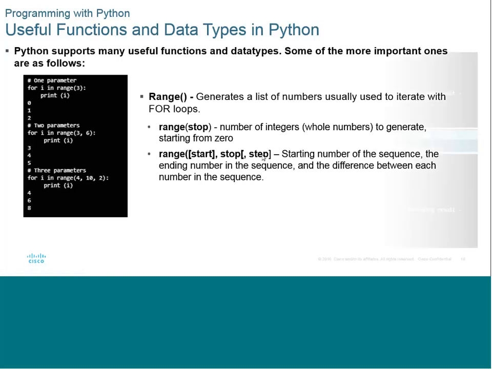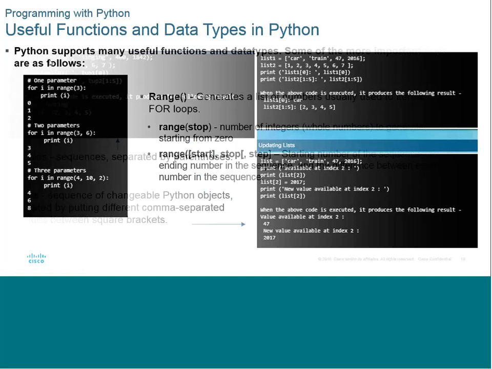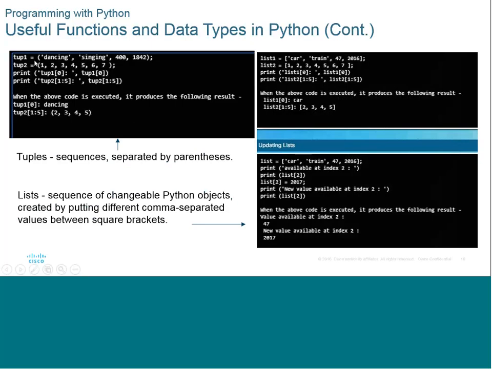The tuple is a sequence separated by parentheses. What does it mean? You can see here TUP 1 is equal to dancing, singing, 400 and 1 at 42. There are four things we have used here. And TUP 2 is equal to 1, 2, 3, 4, 5, 6 and 7. But what will be printed when we run the command? Print TUP 1 of 0. This is of 0, so we can say that this is 0, 1, 2 and 3.